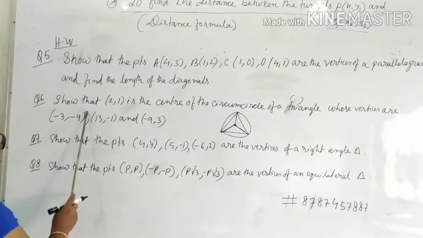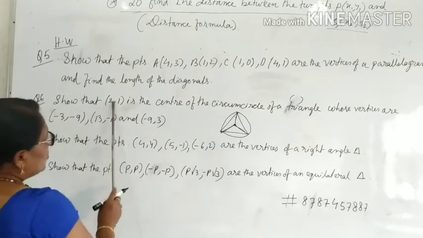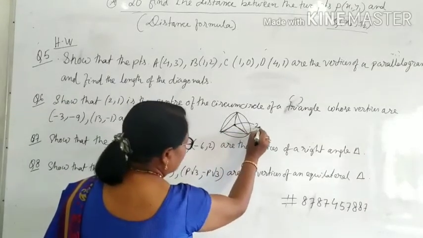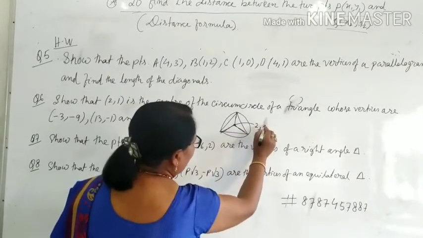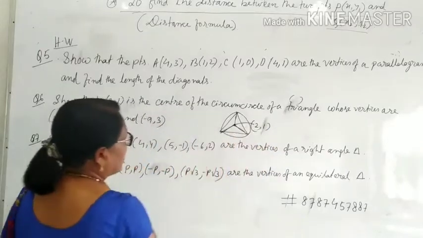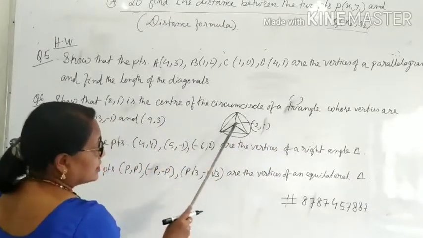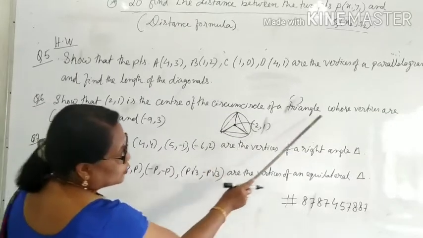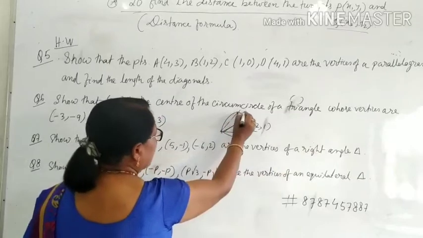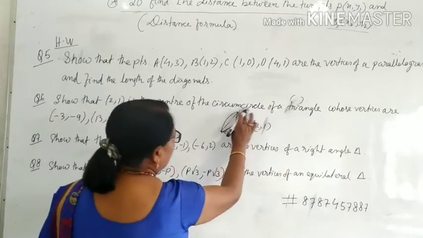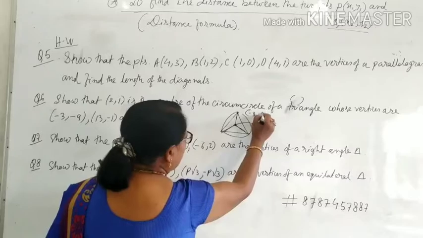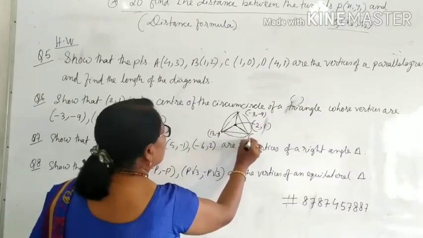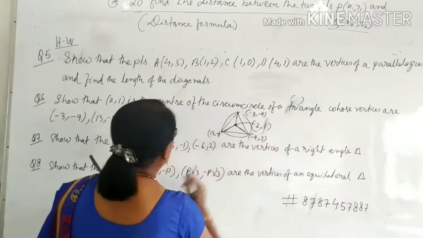So here (2, 1) is the center of the circumcircle of triangle CD, the circumcenter, whose vertices are respectively (minus 3, minus 9), (13, minus 11), and (3, minus 9).